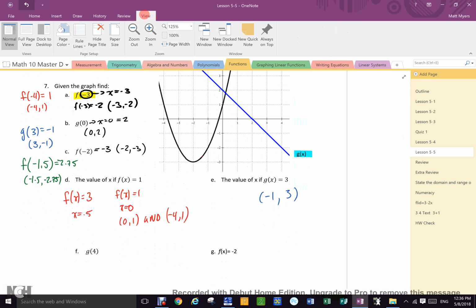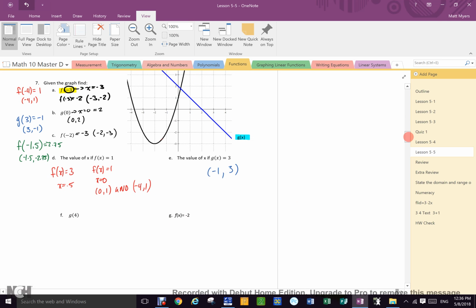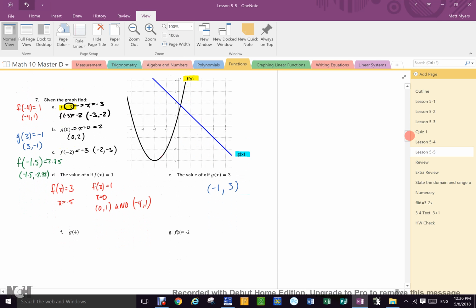I'm going to shrink this down a little bit so I can have the graph and the question on the screen at once. All of you try these two.